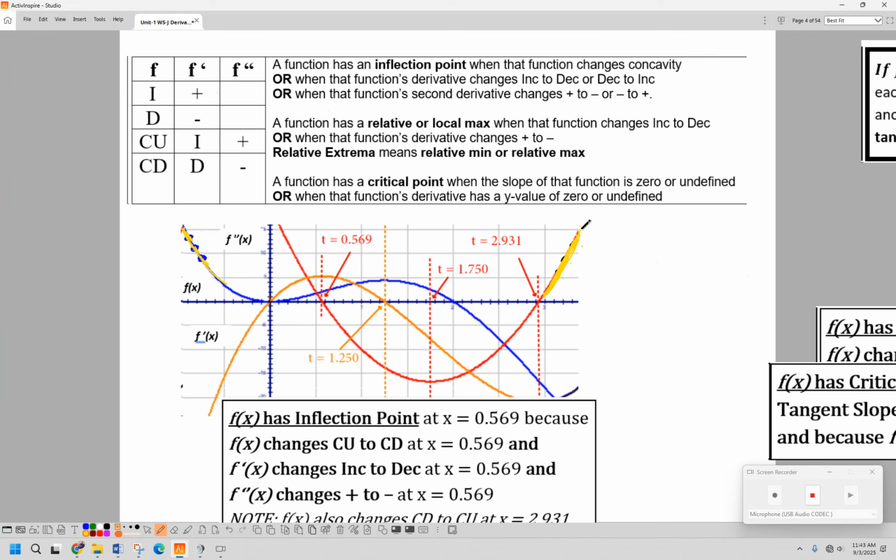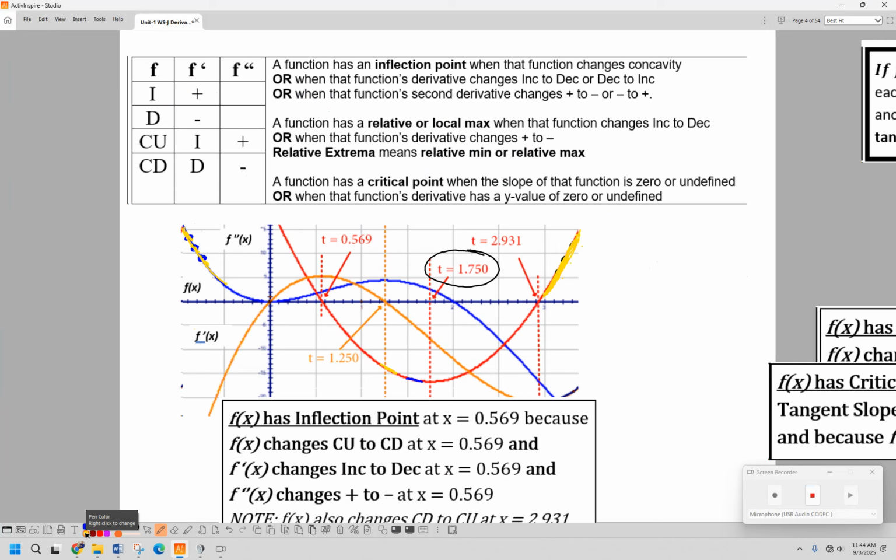Yeah, I see. You're good? Yeah. Anybody else? Oh, please. Yeah. So I'm noticing that at t equals 1.75, f double prime is going, like its slope is going from negative to positive. And so I'm assuming that means that f prime is going from concave down to concave up. But what is f doing? Okay, so we've got to say it a little slower.